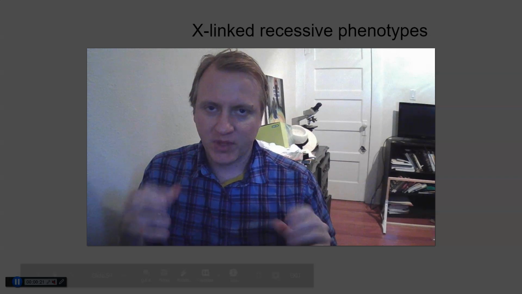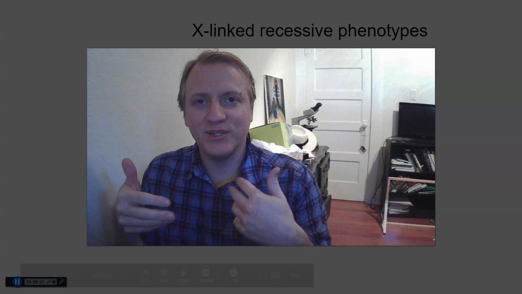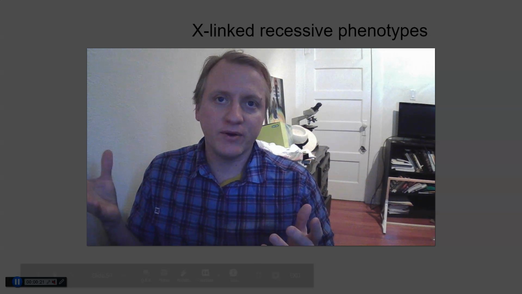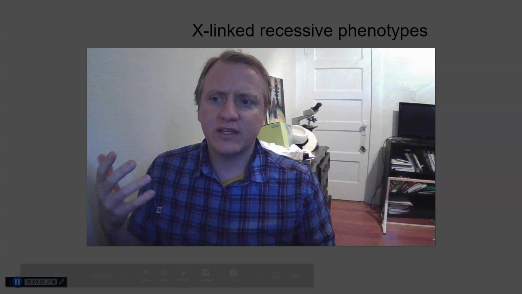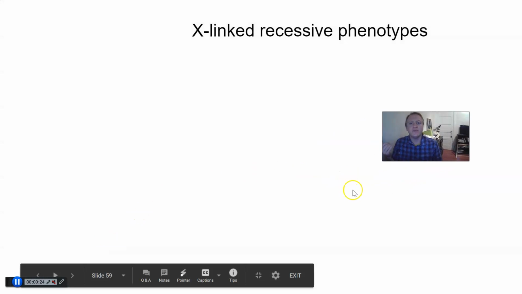So in today's lecture, we're going to spend some time talking about X-linked recessive phenotypes. And I'm going to explain what I mean, but you should hopefully know by now that genetic females have two X chromosomes in Homo sapiens, in humans, you and me. And genetic males have an X chromosome and a Y chromosome. And we're going to discuss what that means. But so we're talking about X-linked recessive phenotypes.